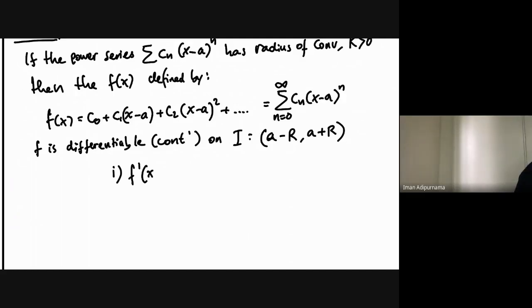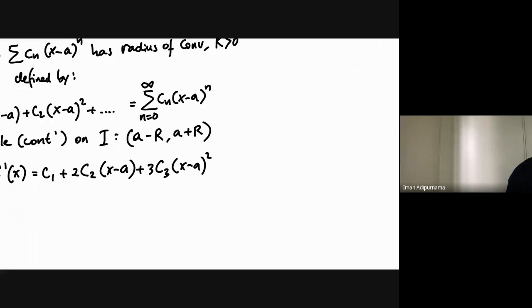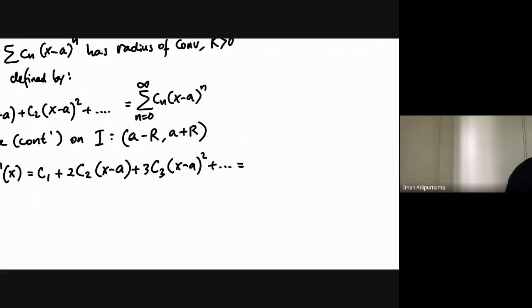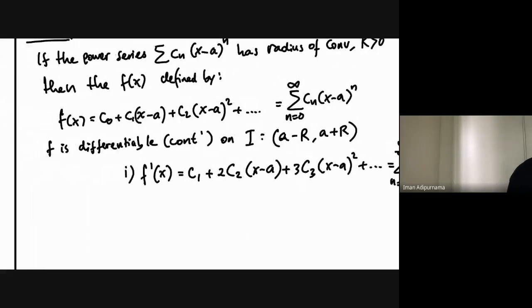So if you have f prime, it will be C1 plus 2C2 (x minus a) plus 3C3 (x minus a) squared, and so on, equal to the shifted sum of n Cn (x minus a) to the n minus 1. Okay, that's for the derivative.